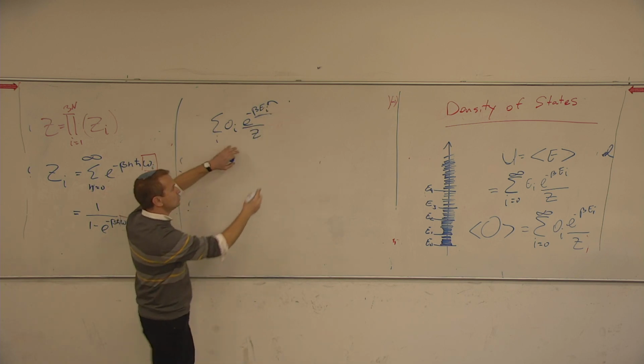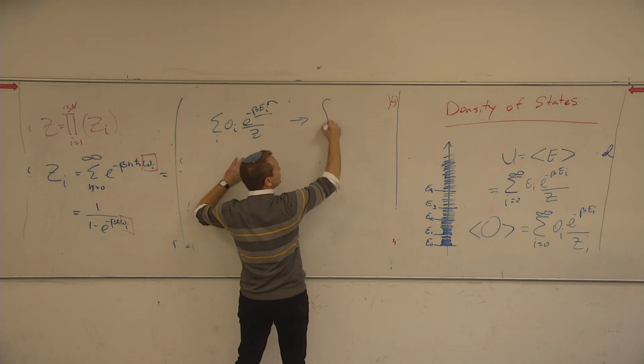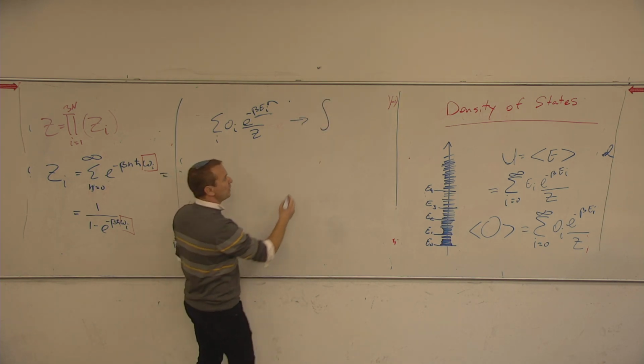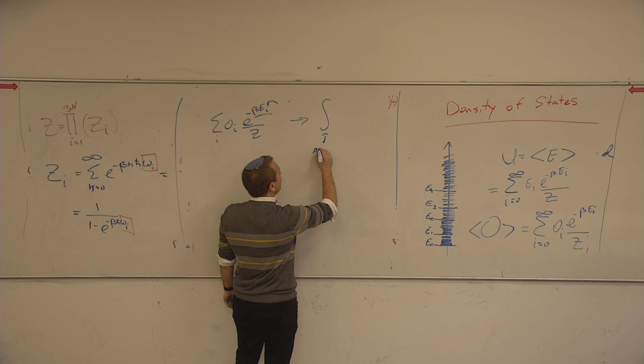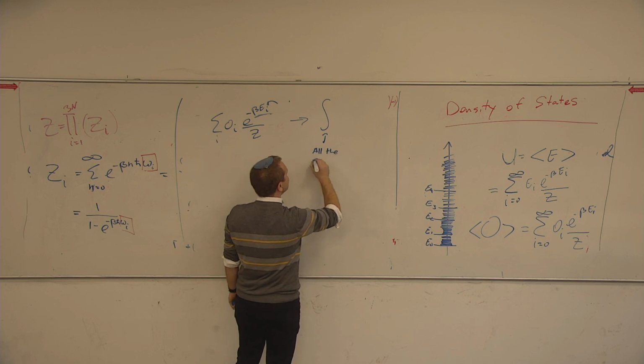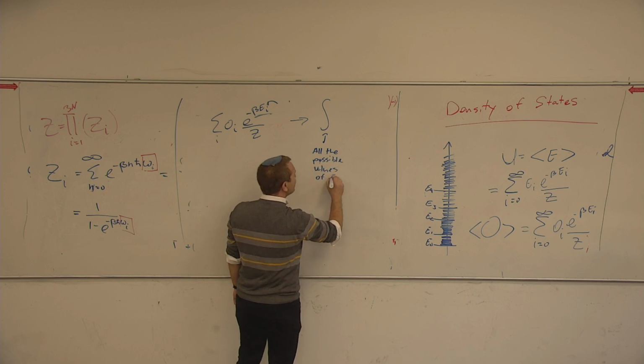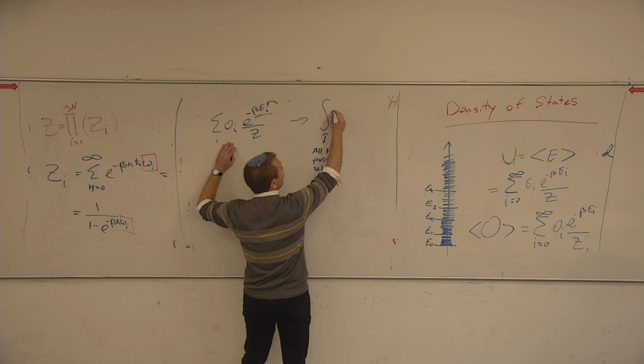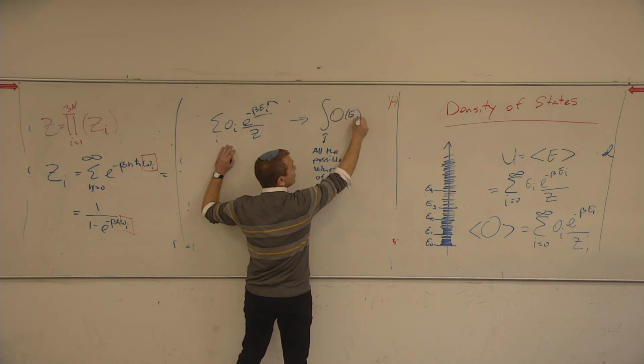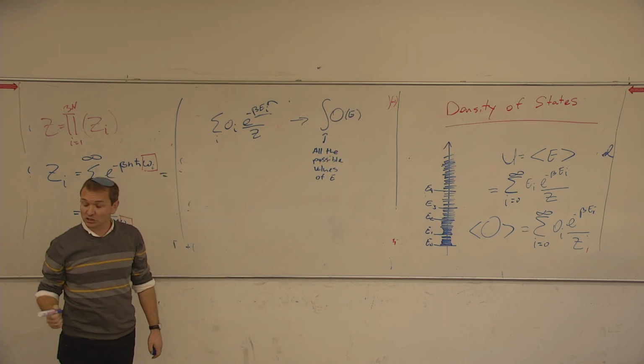So this goes to an integral over all the possible values of E. Here I have O, which is now a function of E, right? Any questions?